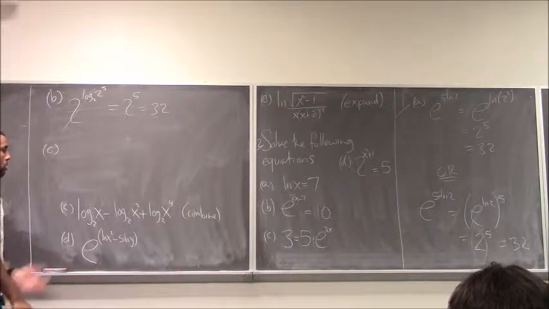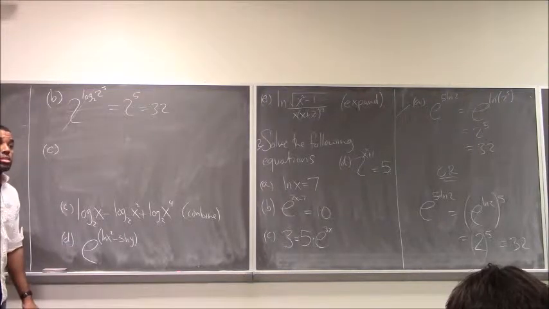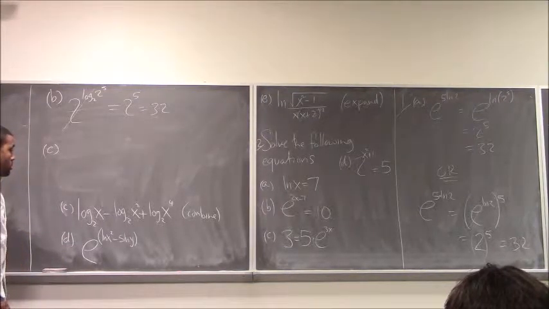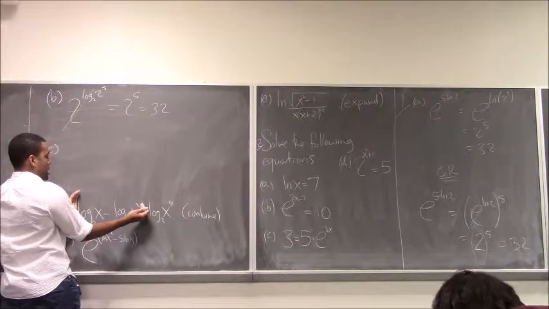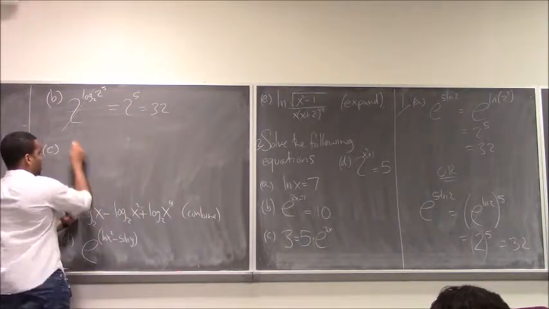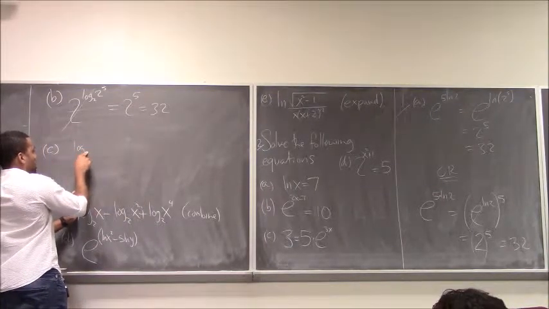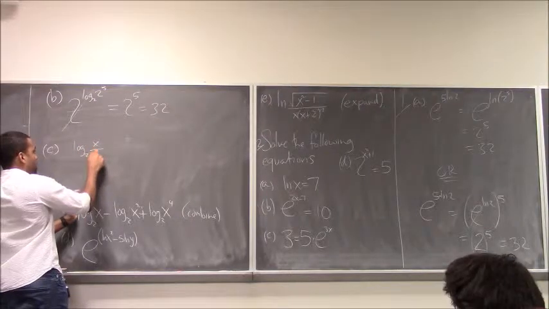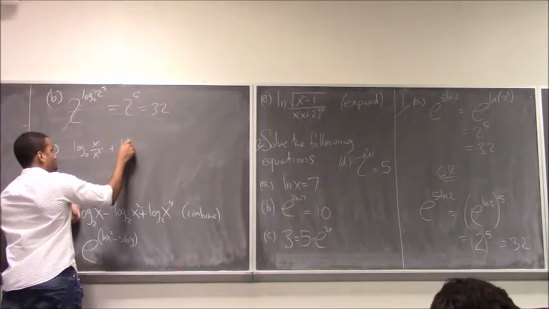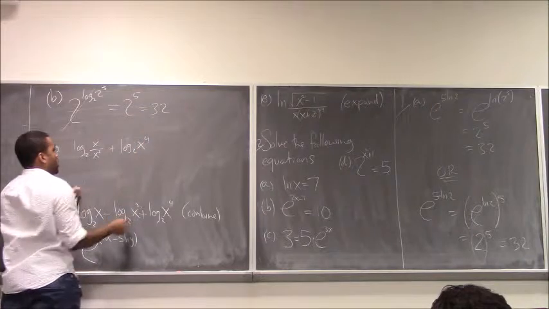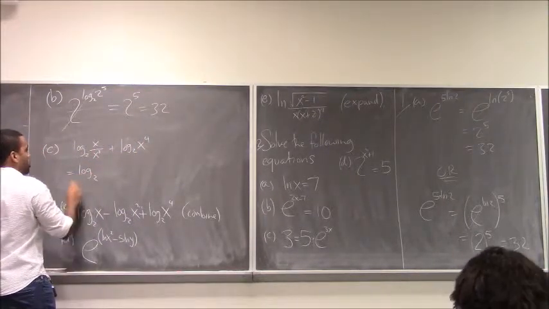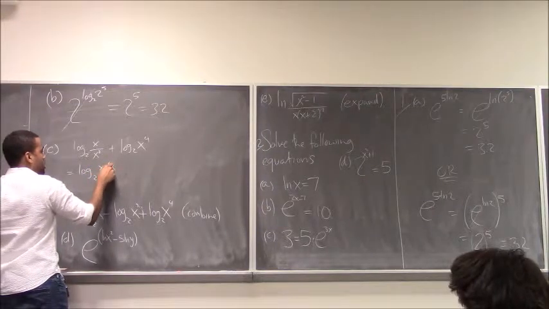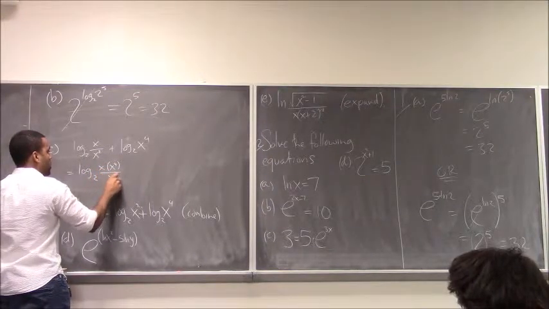How would you combine these logs? Yes, you multiply x and x to the 4th and divide by x squared. Remember that subtraction is a division, so you can do log base 2 of x divided by x squared, plus log base 2 of x to the 4th. And remember addition is multiplication, so that becomes log base 2 of x times x to the 4th over x squared.